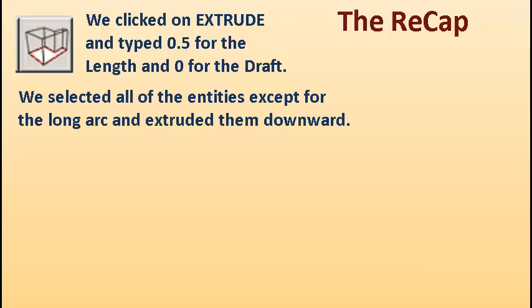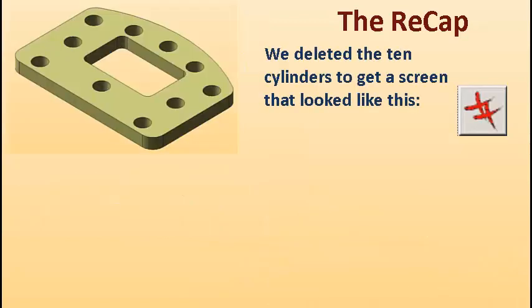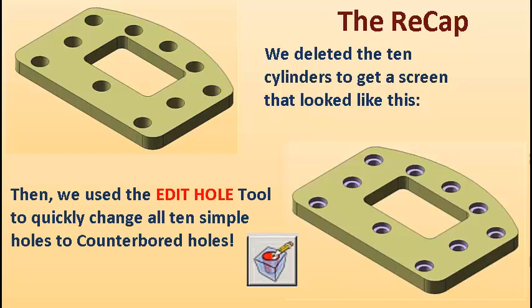We selected all of the entities except for the long arc and extruded them downward. This created a large plate with a rectangular opening, 10 holes, and 10 cylinders. We deleted the 10 cylinders to get a screen that looked like this. Then we used the Edit Hole tool to quickly change all 10 simple holes to counterbored holes.